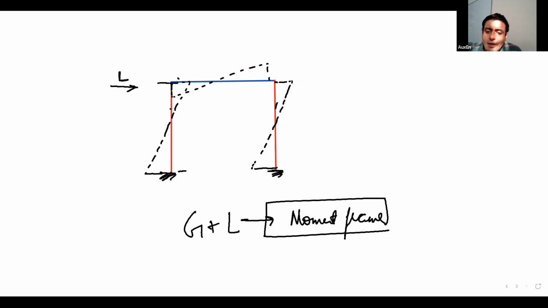Now, did we understand the behavior of the moment frame system? Did we understand this behavior of the moment frame system? Yes, no?